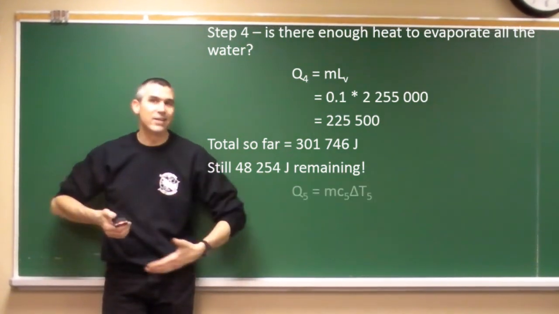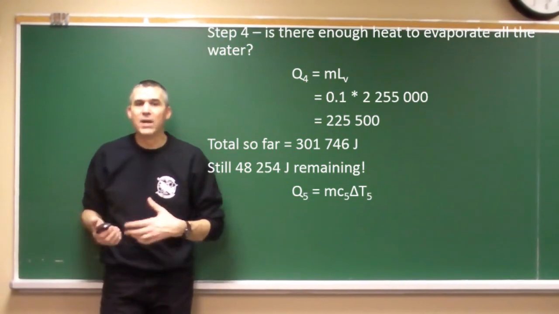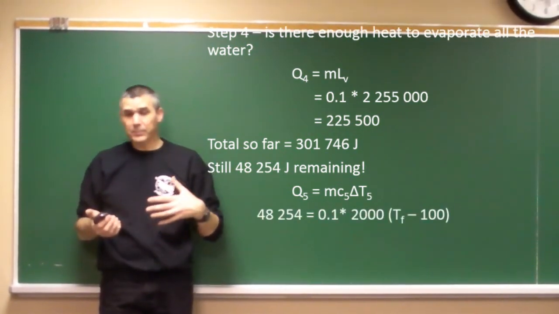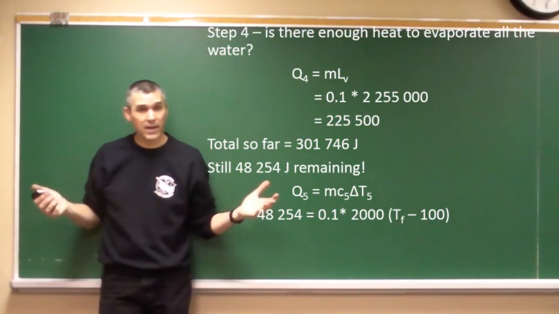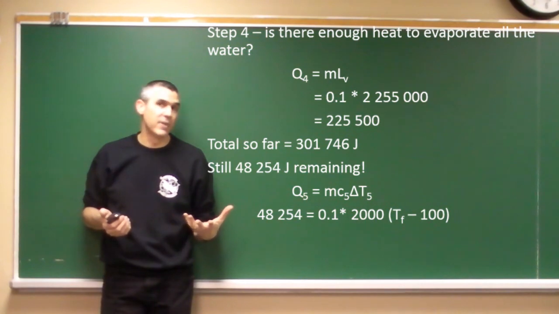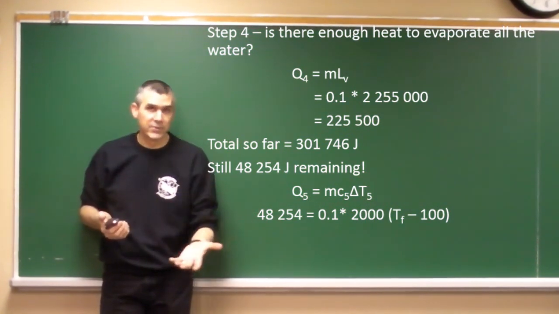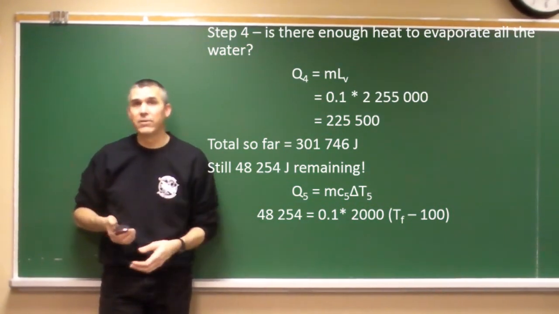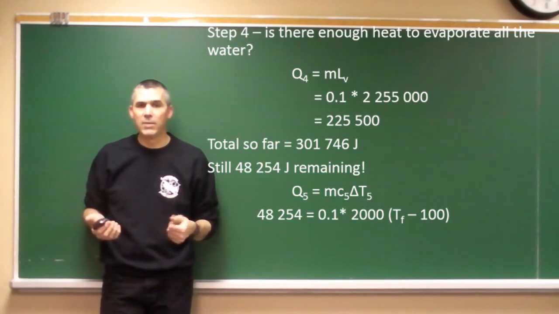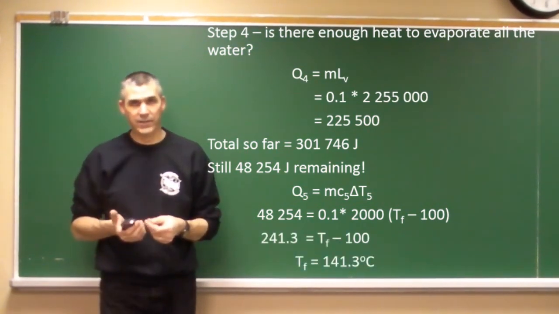So again, I can use my value for specific heat capacity of steam, which I can look up, which is about 2 kilojoules. And so again, I just plug the values in. I know what the balance of energy is. I know that much energy is going to be warming up the steam. I know my steam is starting at 100 degrees Celsius, so I can solve for my final temperature, and I wind up with somewhere around 141.3 degrees Celsius.